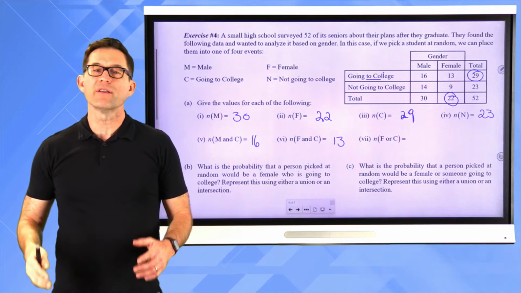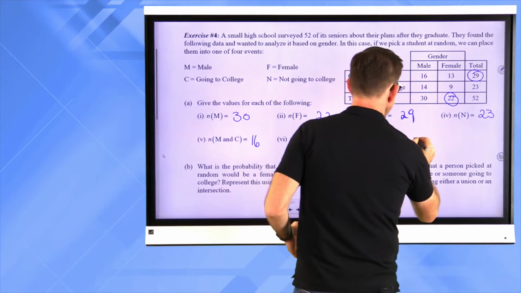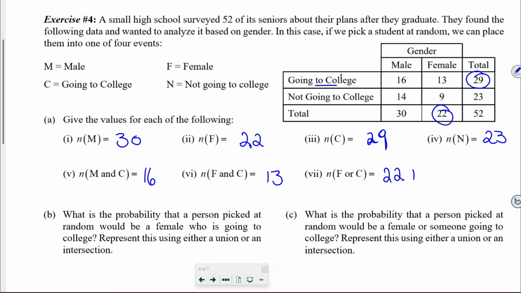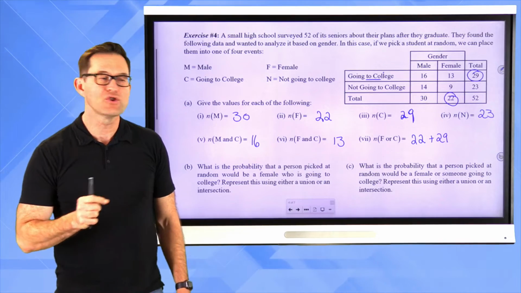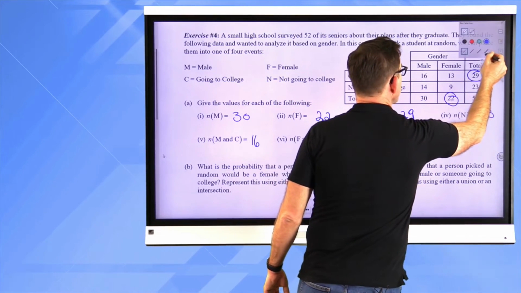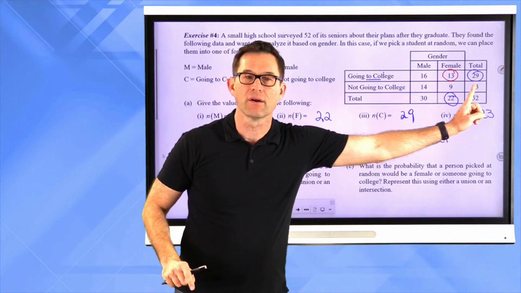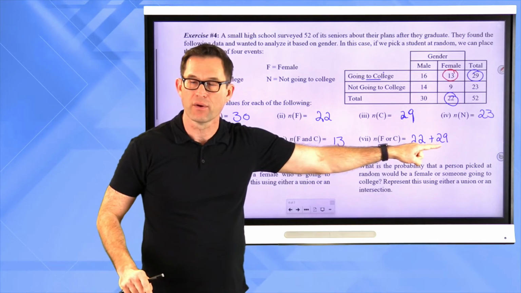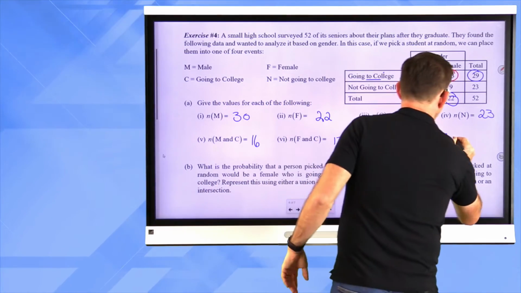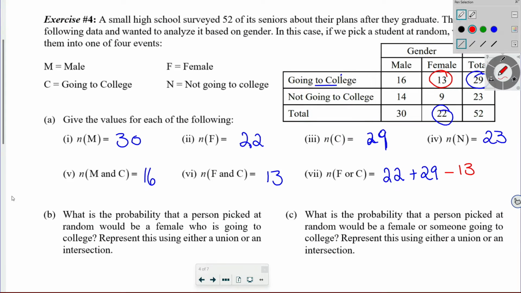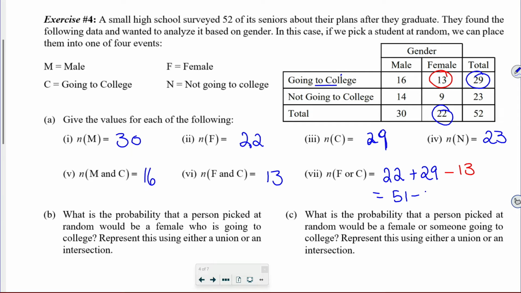So it would be very, very tempting to do something like this, to say, well, I've got 22 that are female, and I've got 29 that are going to college. The problem, of course, in that situation is that you would be counting these 13 people twice, right? Because you counted them as you went across here, and you counted them as you went down here. That's easy enough. All we have to do is then subtract off the fact that we counted them twice. And that's easy enough then to just say, well, that'd be 51 minus 13, which is 41.